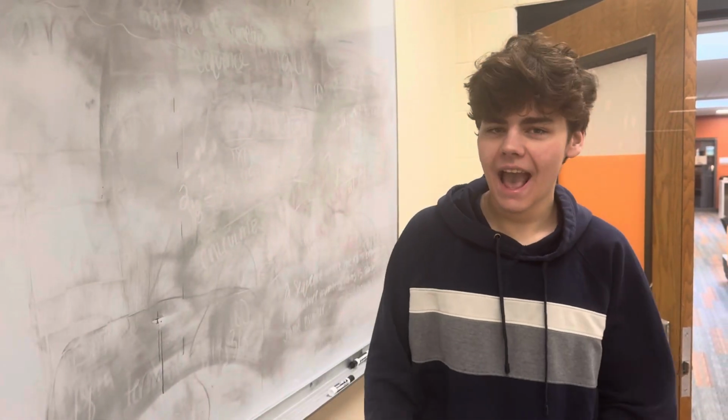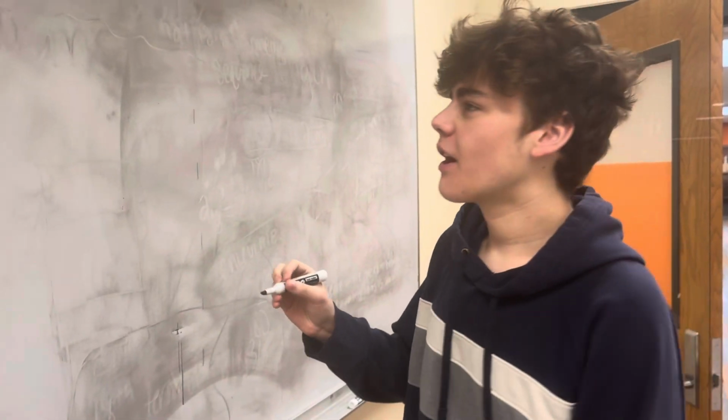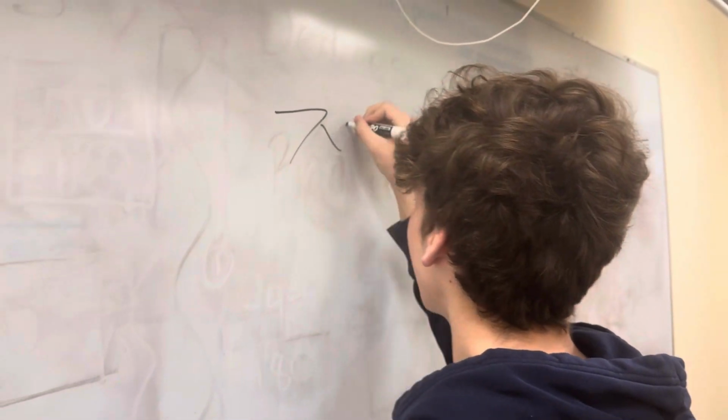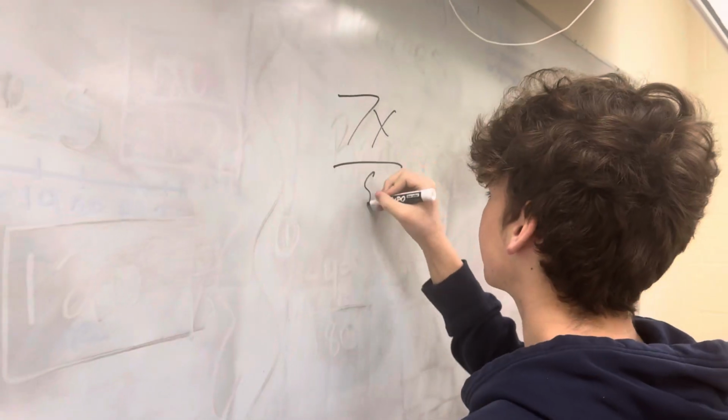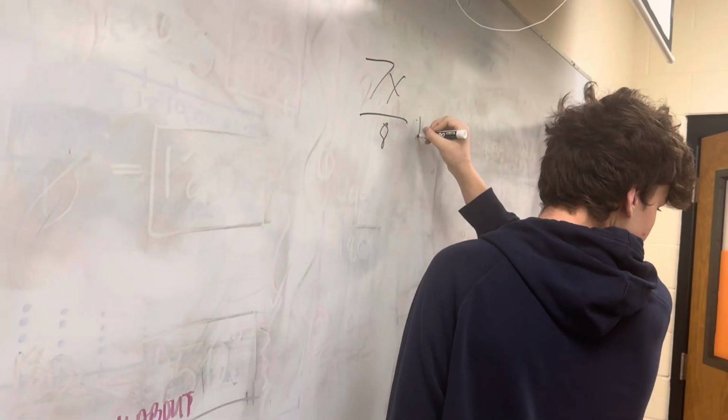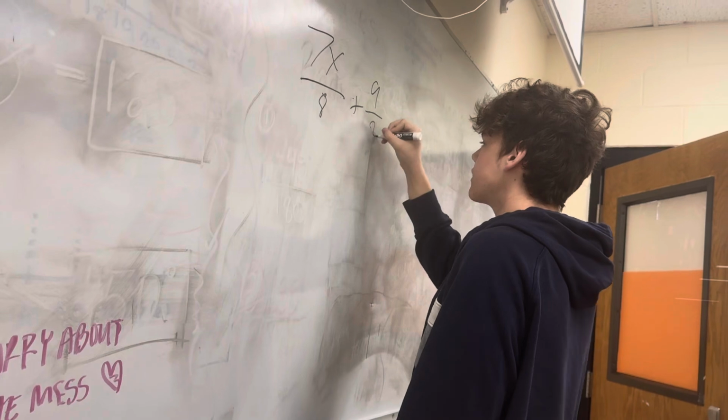Hello. Today, in this math class, we're going to be adding and subtracting rational functions. Okay, so we start off with 7x over 8, and then that plus 9 over 2.